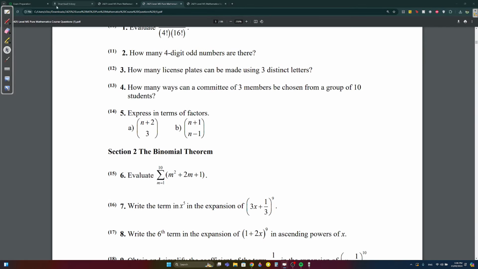Okay, this one, 4, we need it. How many ways of 3 members can be chosen from a group of 10?